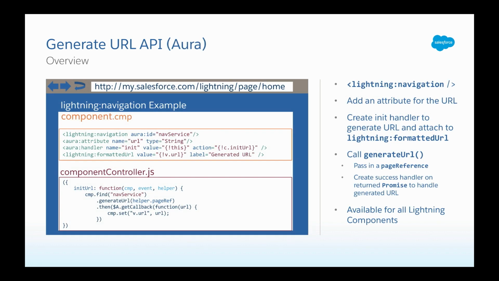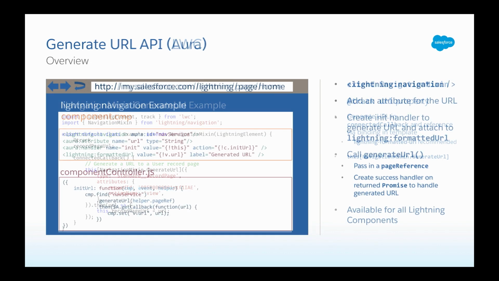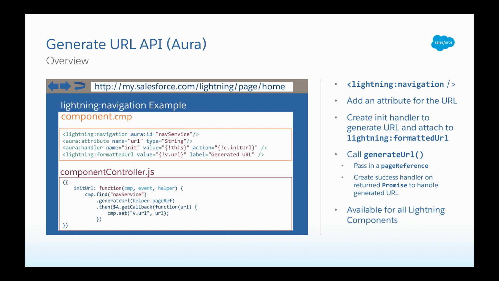So what does this look like? Very similar to the previous example. In this case, you would bring the navigation service APIs through Lightning Navigation. You want to have some sort of property, some sort of attribute for your URLs that you'll then reference through a data binding into a link component.